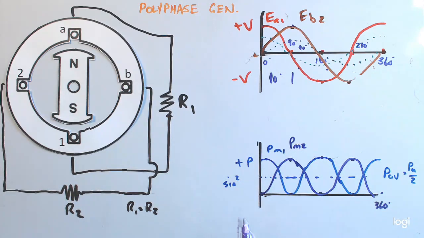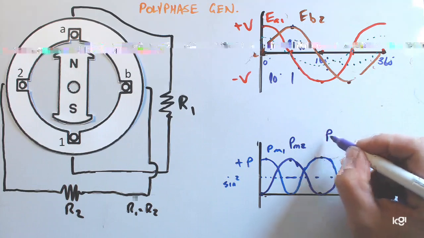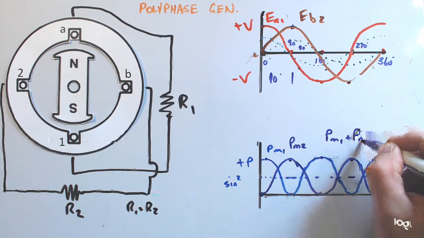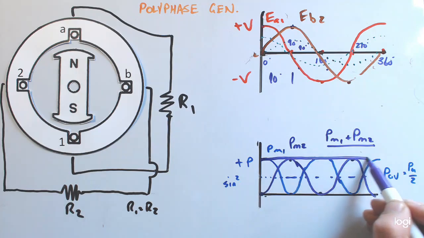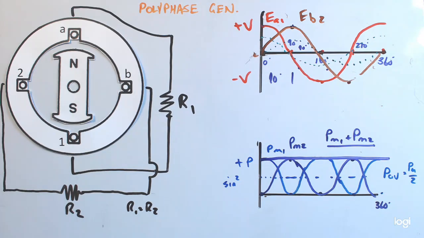And because of the fact that these are sine squared waves, the cool thing about them is that they will add completely. If you sum the two waveforms PM1 plus PM2, you will end up with a completely perfectly flat line. That's the nature of sine squared waves. And so what we've just done is we've just increased the total average power that's delivered to our loads.